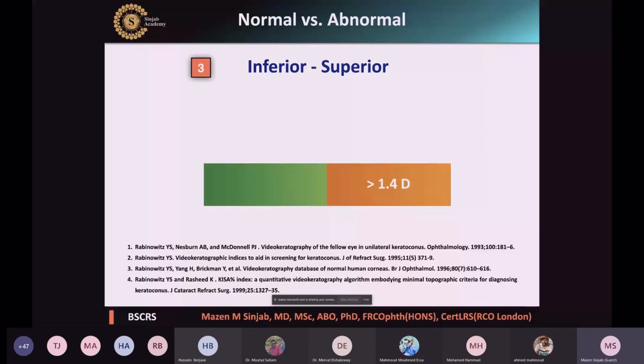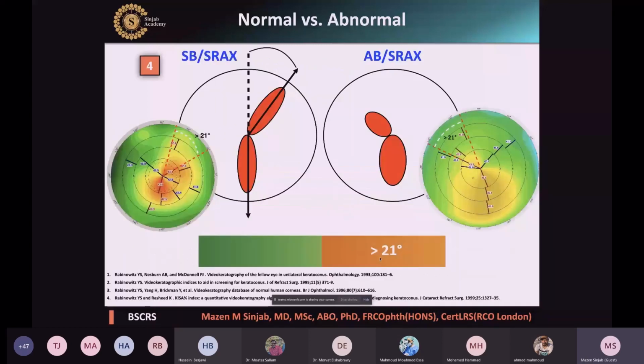We come to the skewed radial axis. If it is more than 21 degrees skewing between the superior and inferior segments of the bow tie, then it is considered abnormal, but the astigmatism should be at least 1.5 diopters in order to consider it as significant. So if there is more than 21 degrees, but the topographical astigmatism, not the manifest, is less than 1.5 diopters, then we can ignore this 21 and above.